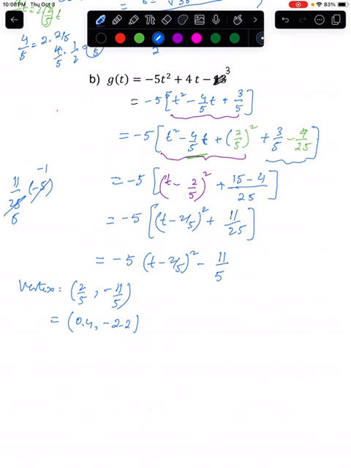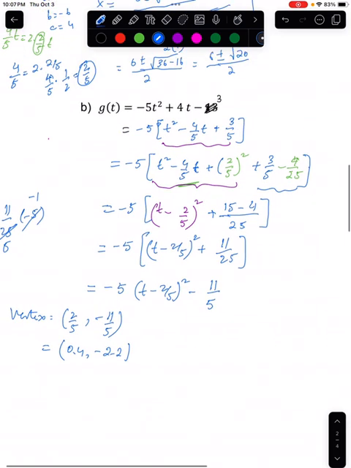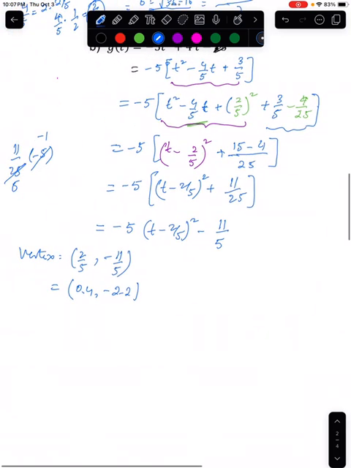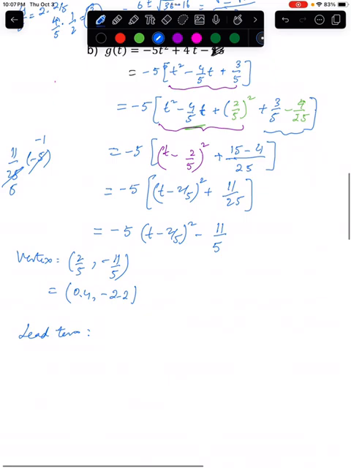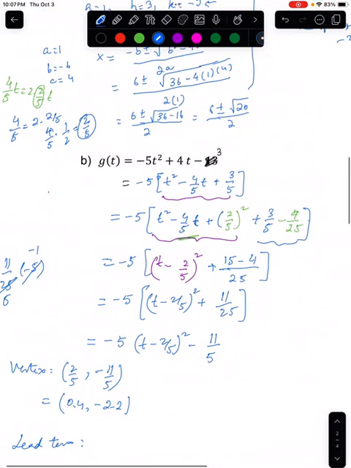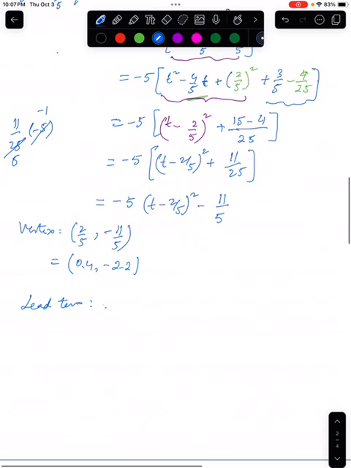Now note here that the vertex is below the x-axis, and because of the lead term, the term with the highest degree of the variable. So it's negative 5t squared, or you can say our a is equal to negative 5, which is less than 0. So our parabola opens down. So we have the vertex is this and the parabola opens down.